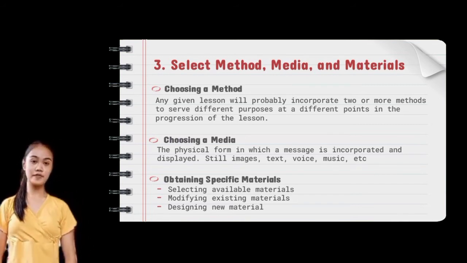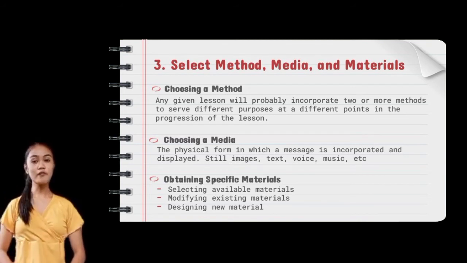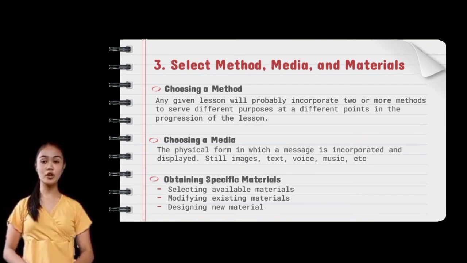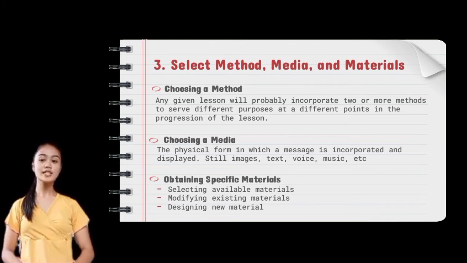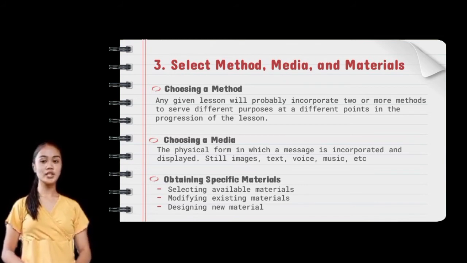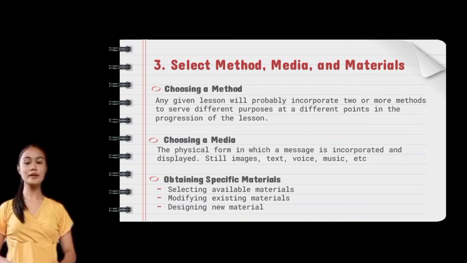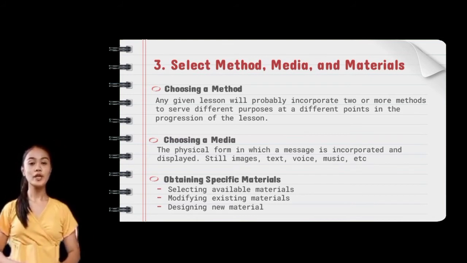Choosing specific materials. The physical form in which a message is incorporated and displayed. Still image, text, voice, music, etc. Types of media format. Real object, printed text, such as handouts, books, and computer screen. Chalkboard or whiteboard.